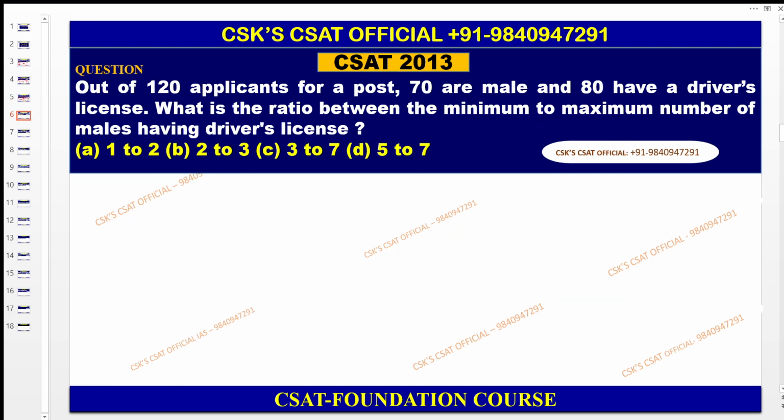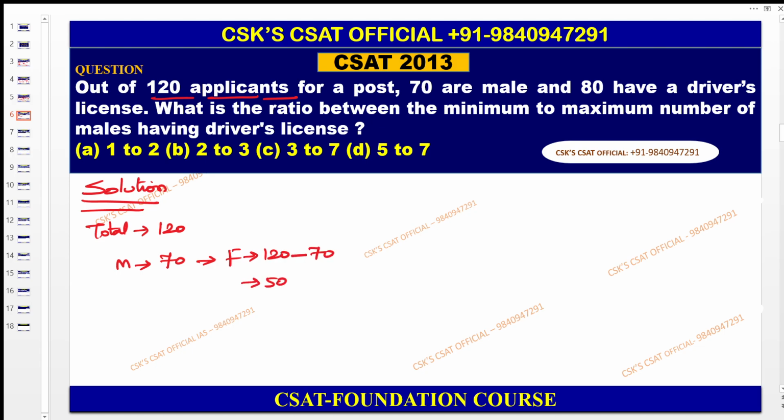Yes, this kind of question, simple question. I suggest you to solve this kind of questions. Okay, in 2021, 2022, this kind of questions plays a very vital role. So you should learn this kind of questions. Simple only. Out of 120 applicants. So therefore total here is 120 for the post. So male here is 70, right? So female we will calculate here. So female here is 120 minus 70, which is equal to 50.